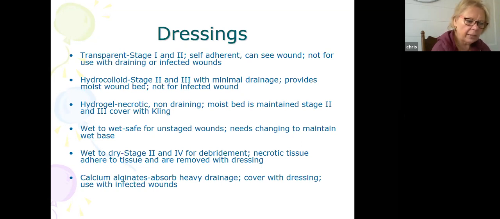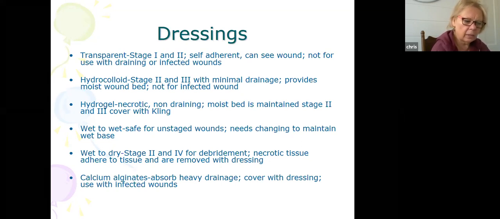That's all it is. Wet to wet is safe for a wound that's on stage. It needs changing to maintain a wet base. So it's a wet wound. It's a wet 4x4, and then you place the sterile bandage on top of it. You keep the wound wet. Wet to dry, as I said before, is for debridement, because it does remove necrotic tissue. So if you have a wound that has mostly necrotic tissue, you can use a wet to dry, because you're going to take the bandage off and the necrotic tissue will come with it.